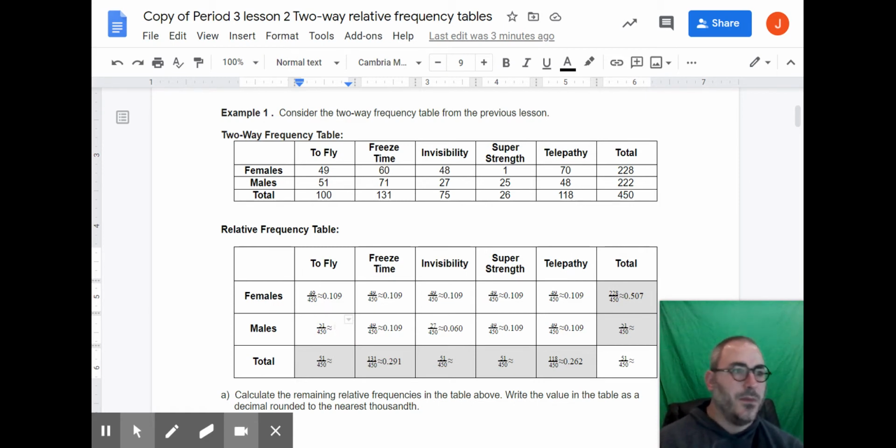So 0.113, and the next place right here, the 10,000th place, is a 3, which is 5 or less, which means my 3 stays the same when I round it. All right, there I go. I've got the males that wanted to fly here.